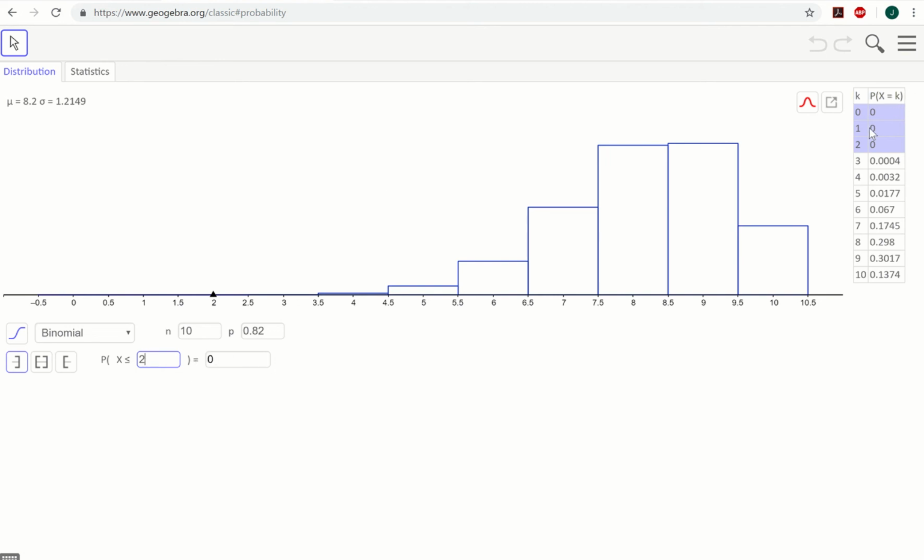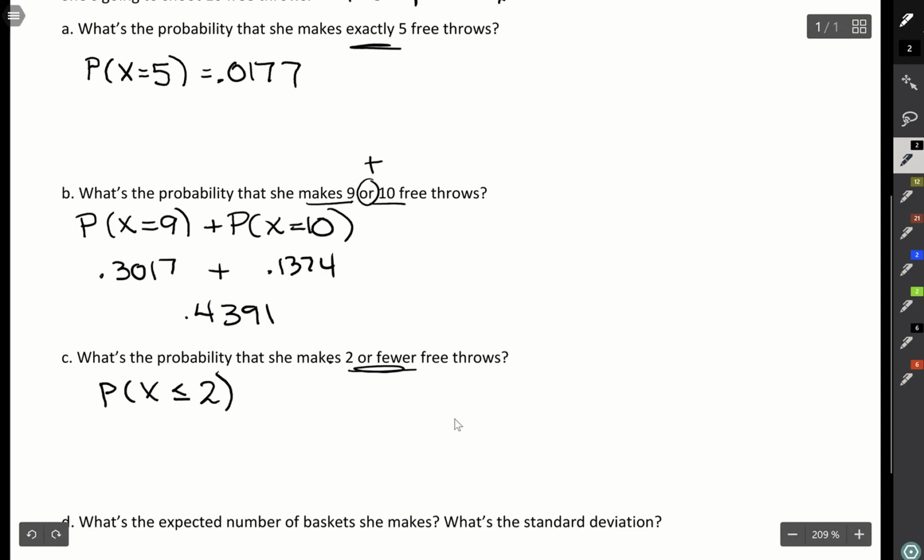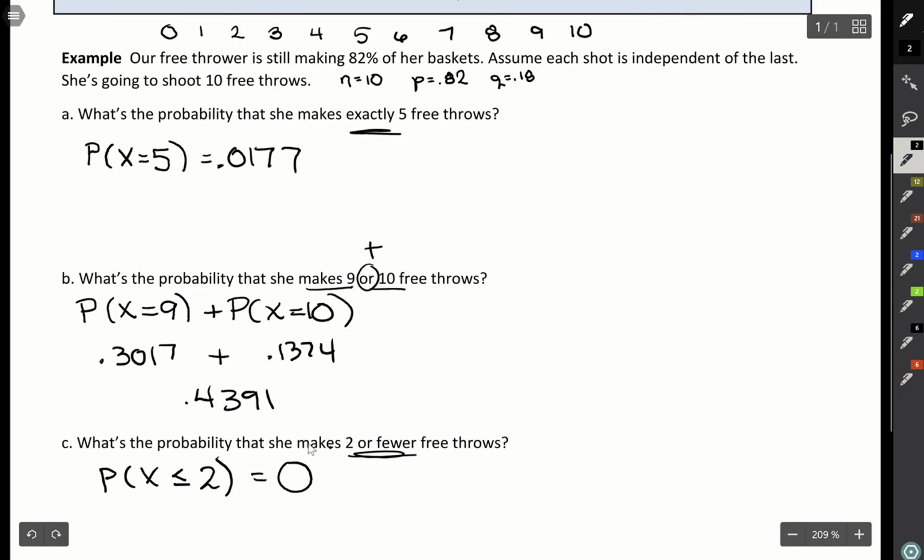And on this right-hand side where it gives the exact probabilities, you can see what it's highlighting, because the idea of 2 or fewer is the same as the probability of making 0 or 1 or 2. So it's really adding those probabilities together. That comes out to 0. All right. So there's about a 0% chance of making 2 or fewer free throws. So that's how we can find these probabilities within GeoGebra using the binomial model.